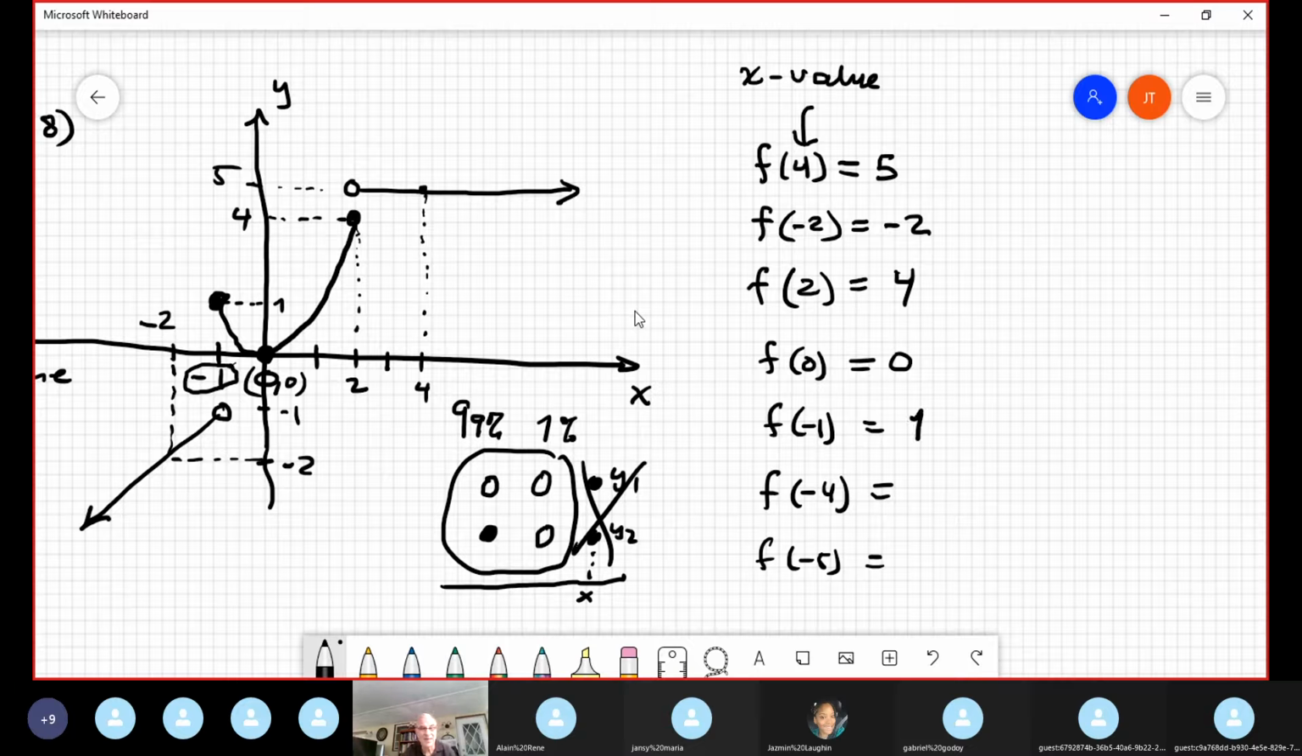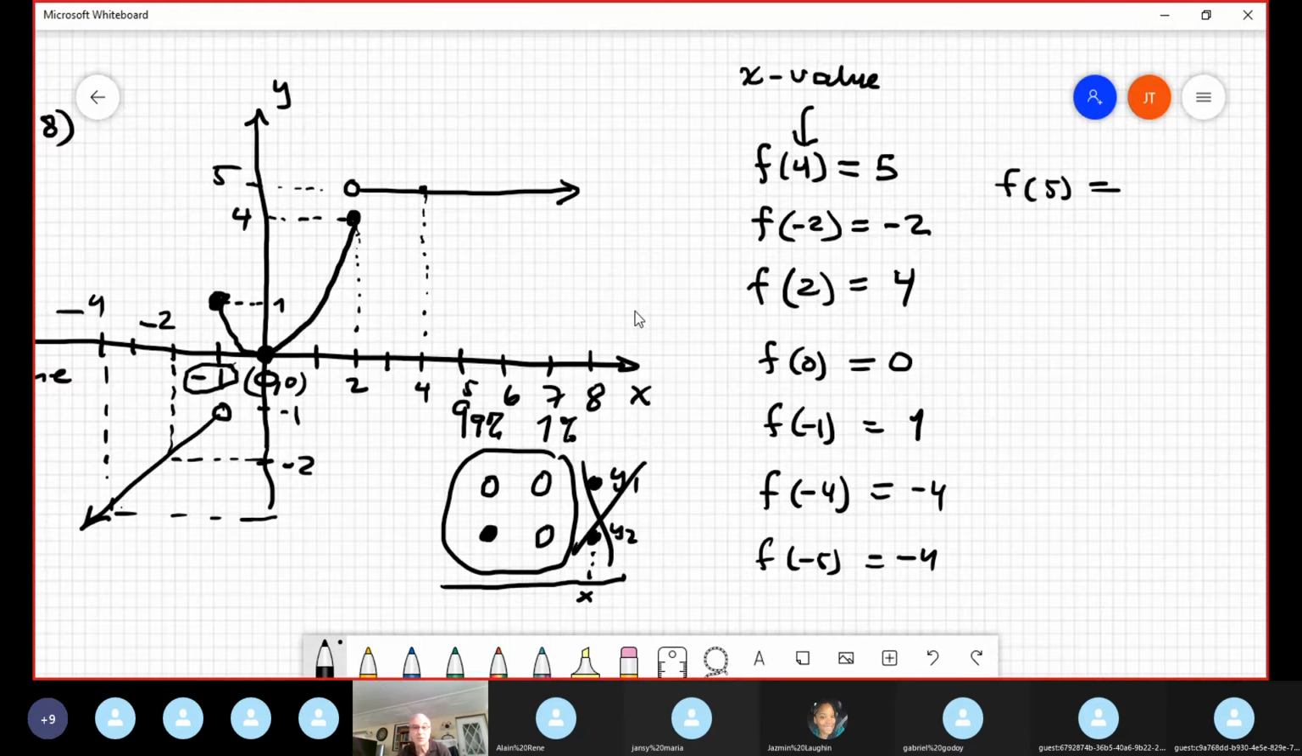-4 is the same thing, right? -4 is -4 because I assume this line is the line y equals x, and -5 is the same. And for 5, 6, 7, 8, 100, the answer is 5, because it's a constant. Look, constant. This point is the point (4,5). This point is the point (5,5). This point is the point (6,5), and so on. Any question?